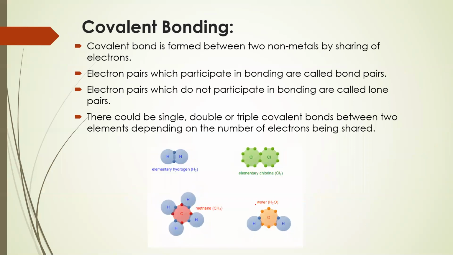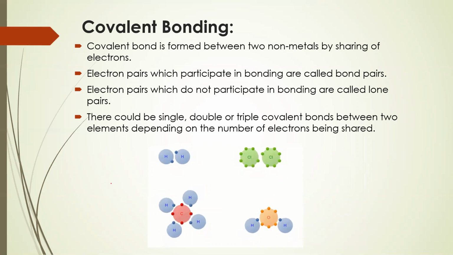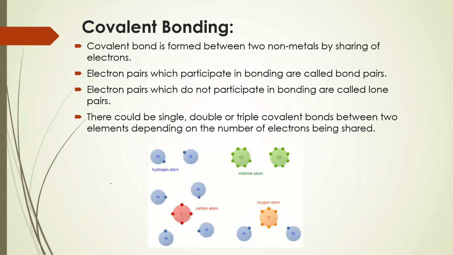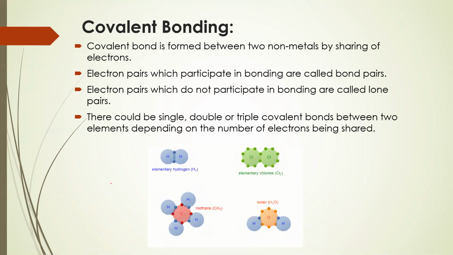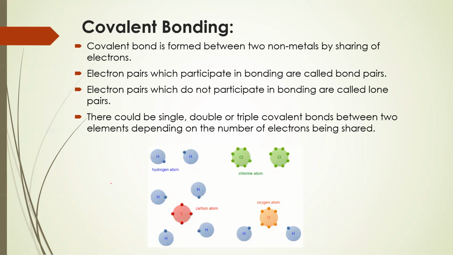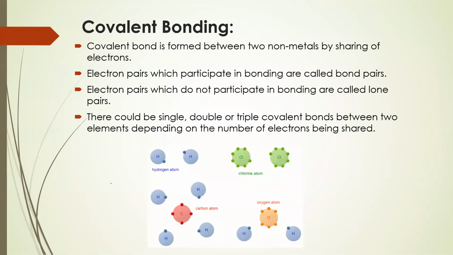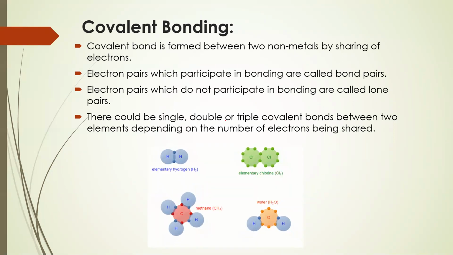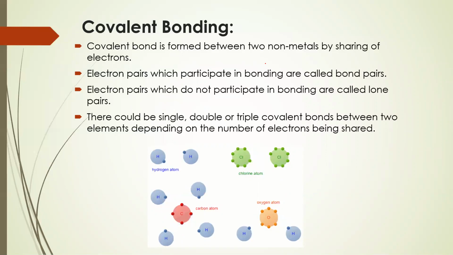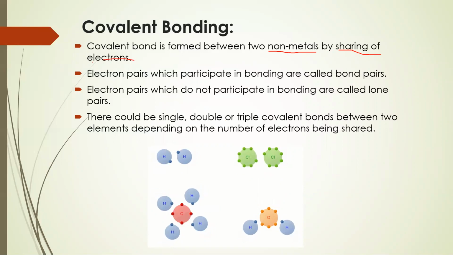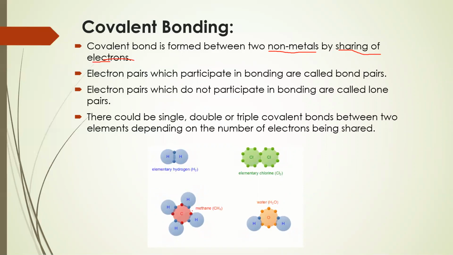Next comes covalent bonding. What is a covalent bonding molecule, and how will you analyze whether a given molecule is formed by an ionic bond or a covalent bond? Basically, the covalent bond is formed between two non-metals by sharing of electrons, and how the electrons are shared has been shown over here.